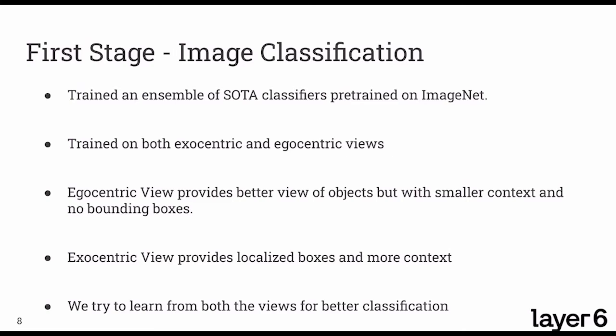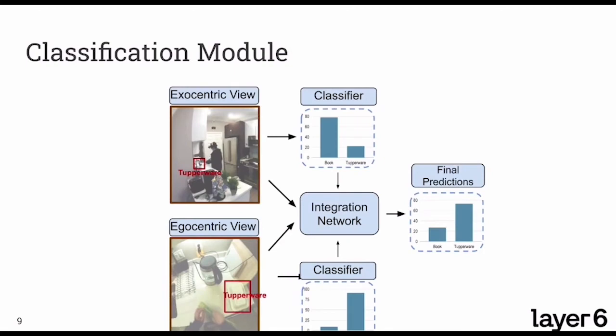What we are trying to do here is learn from both the views for better classification. Specifically, we train individual classifiers first on each of the views. As shown in the example here, the classifier trained on the exocentric view could have a difficult time identifying the object as a Tupperware, while the egocentric view provides additional useful information for classification. Therefore, we employ a joint classification module which learns from both views and fixes the mistakes from each of the individual views.